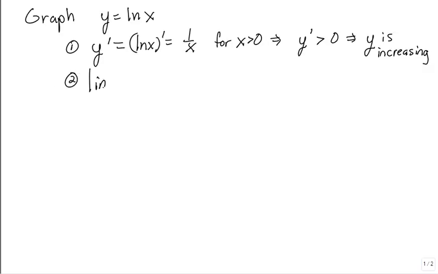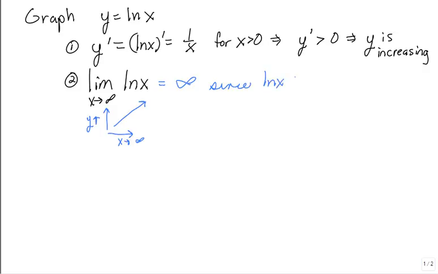Let's check what it does at infinity. Limit of ln x at infinity. Well, this is an increasing function, so as x goes to infinity, your y is increasing, so this is going to go to infinity since ln x increases. It doesn't change direction.